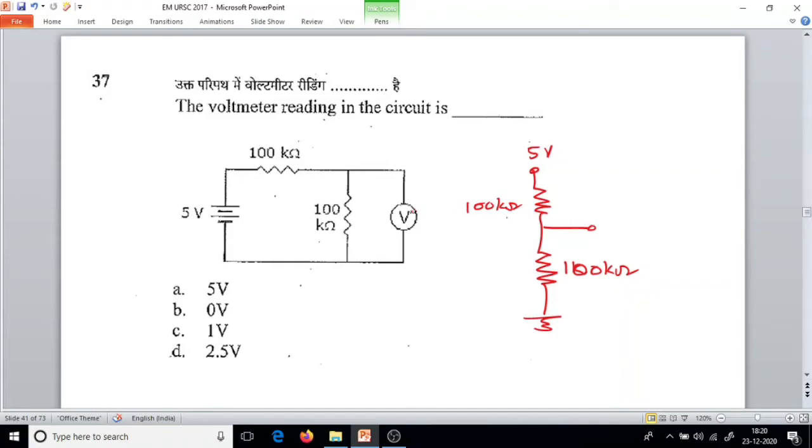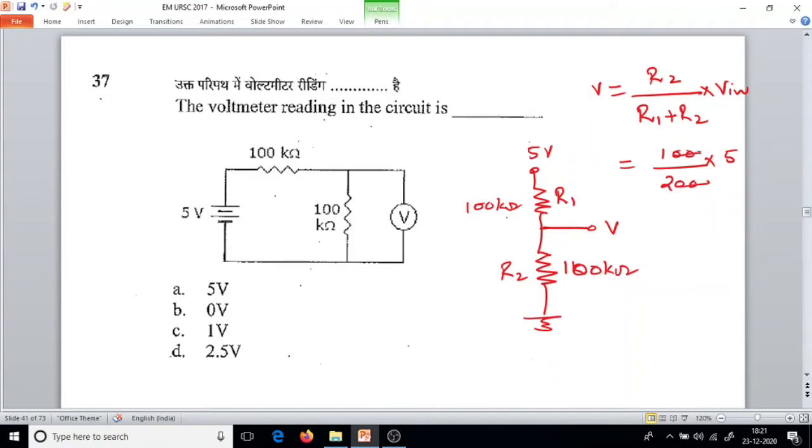What is the voltage here? That is the exact same question. So how do you find this voltage, V equal to what? This resistor we take as R2 and this is R1. So R2 divided by R1 plus R2 multiplied by V in. That is the voltage divider rule. If you apply that, 100 divided by 200, what is 100 plus 100, into V in equal to 5. Cancels, 5 divided by 2, 2.5 volt.